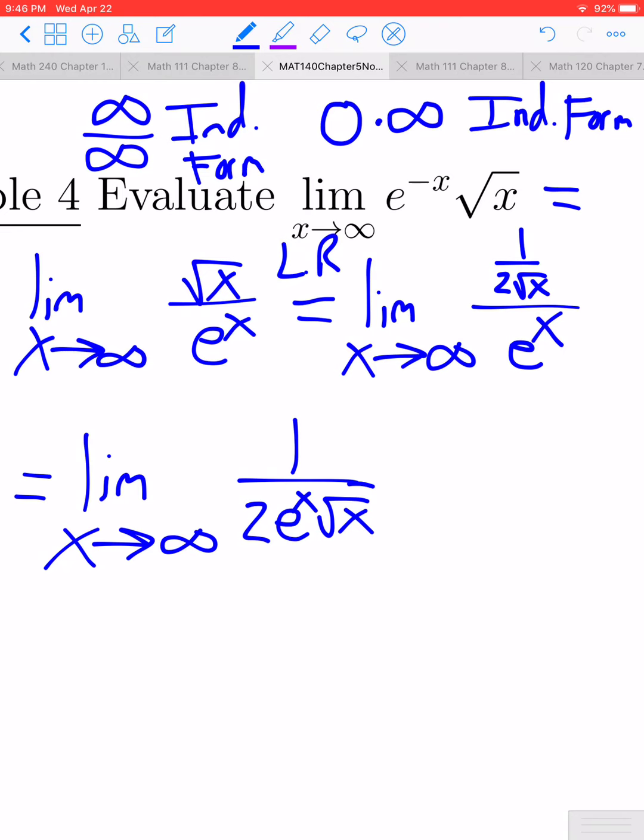And now, as x approaches infinity, the numerator is a constant of 1. 2e to the x square root of x, that quantity is going to approach positive infinity, and then 1 divided by larger and larger values is going to get smaller and smaller, and so we would see that the limit is going to be equal to 0.